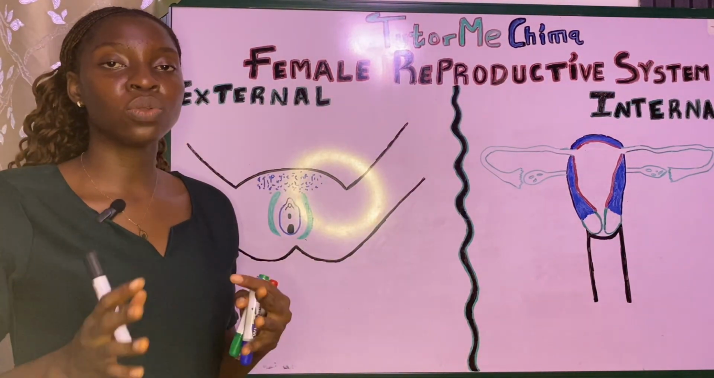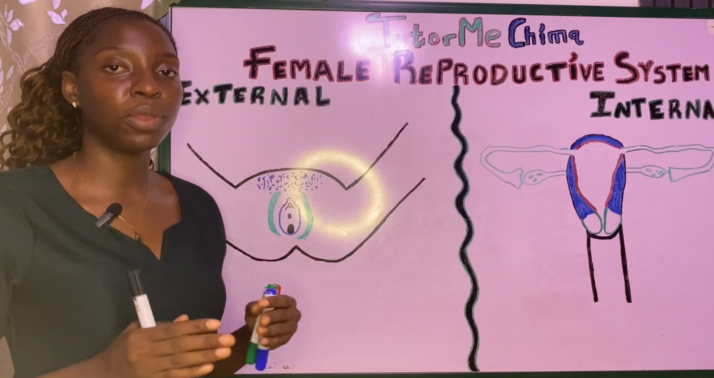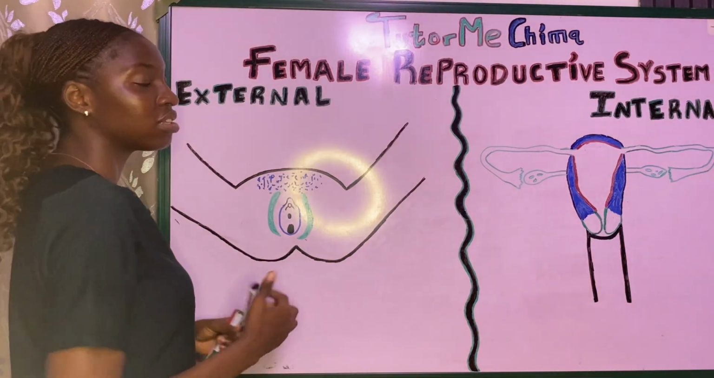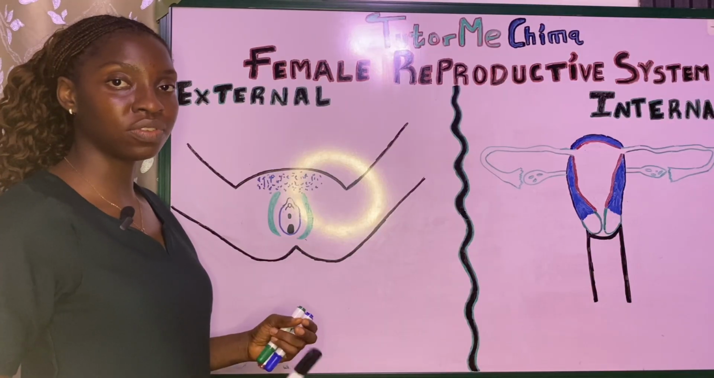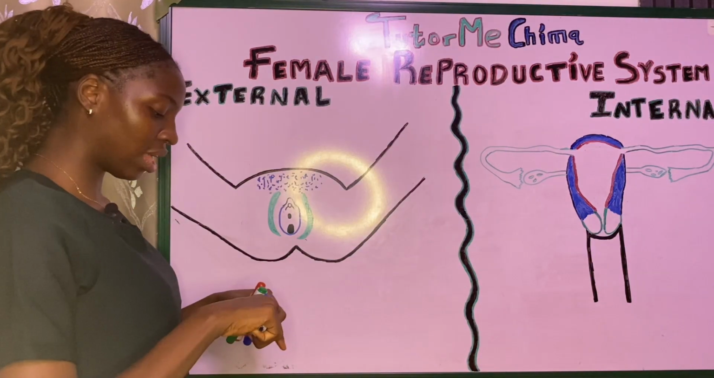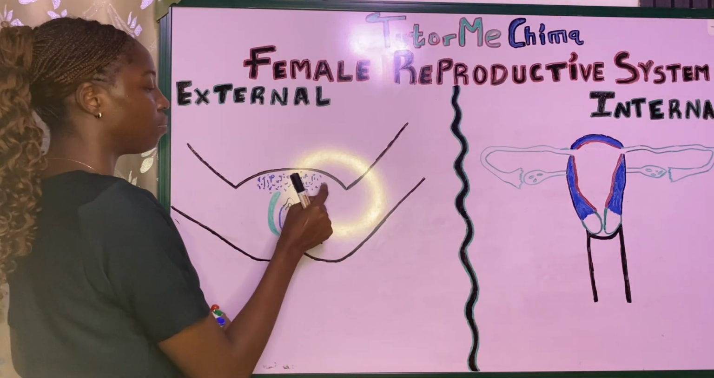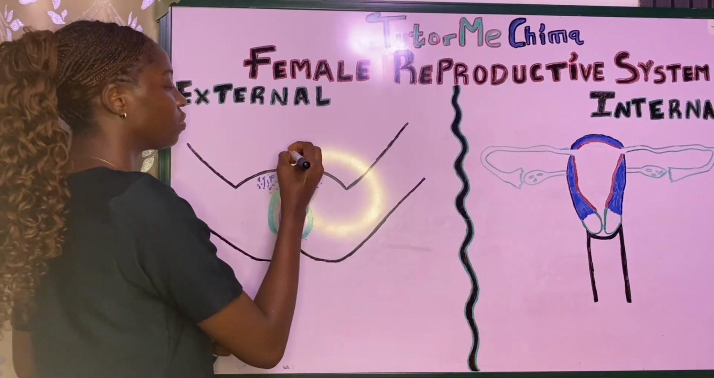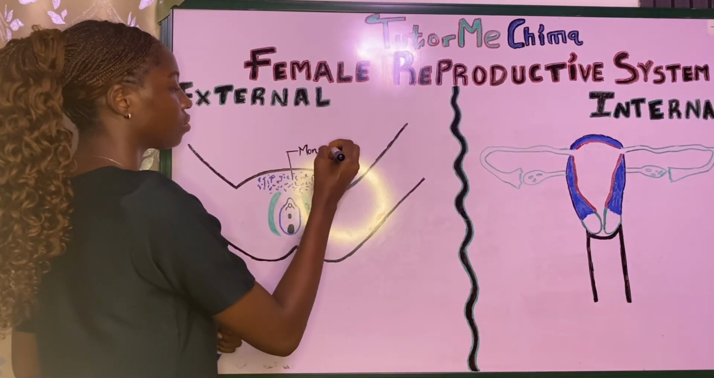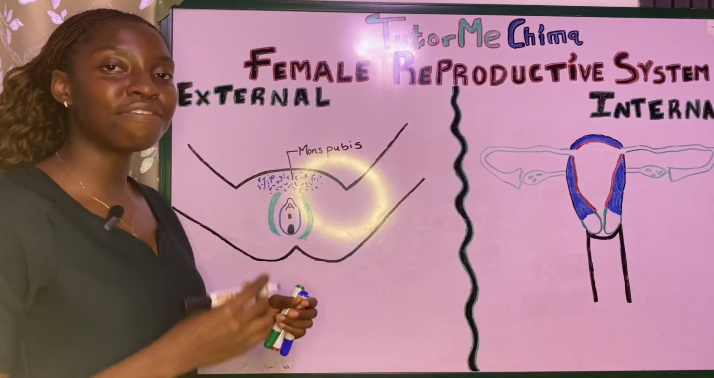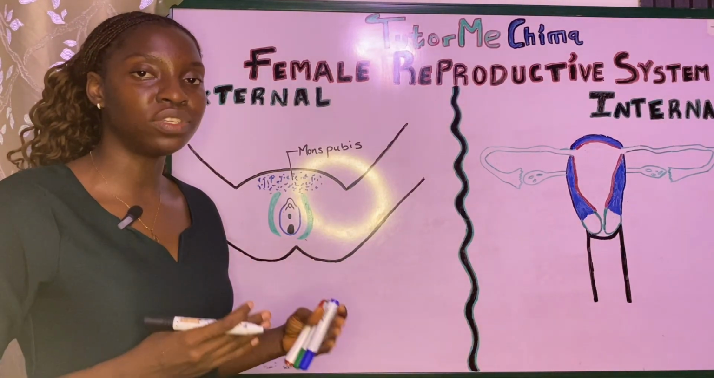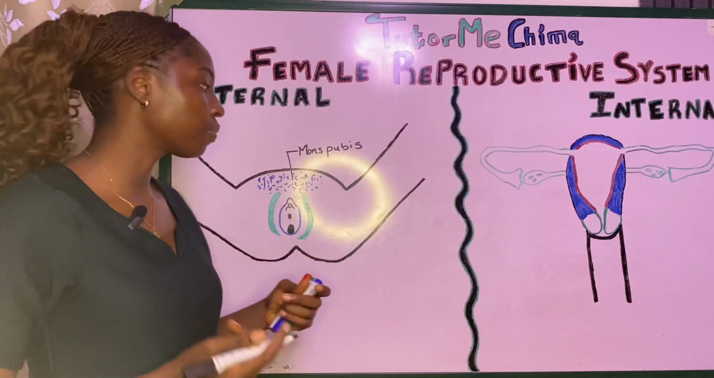So first, let's look at the external structure of the female reproductive system. Now, looking at this diagram here, this is the external structure of the female reproductive system. And when you're looking at it, you can see these blue hairs here. This part is called the mons pubis. This mons pubis is that fatty area where you can find the hairs. It is in front of the symphysis pubis.